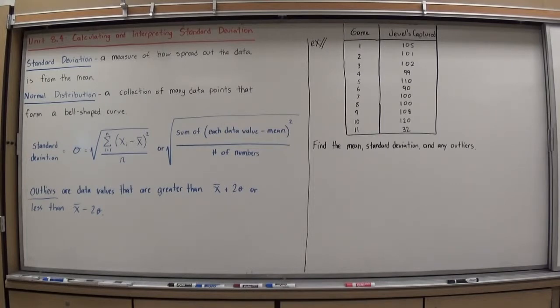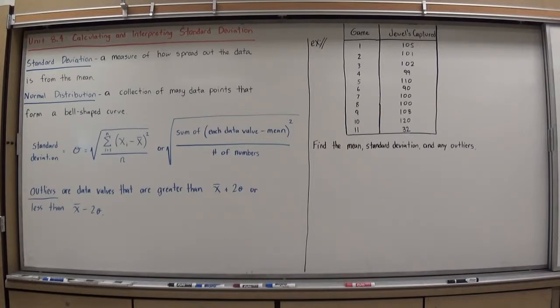Now, with this same study, there's also different types of distribution you can look at. And for what we're doing here in Math 1, we're really just going to look at what a normal distribution is. When you get farther into statistics, you can see other types of distribution that exist. A normal distribution is a collection of many data points that form a bell-shaped curve. And I'll show a little bit more about that later.